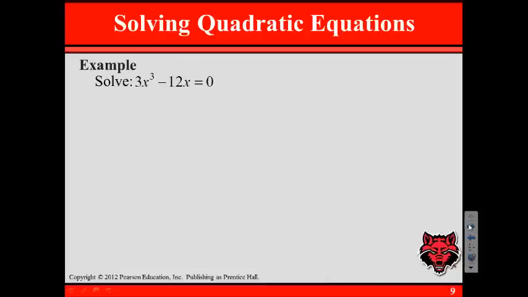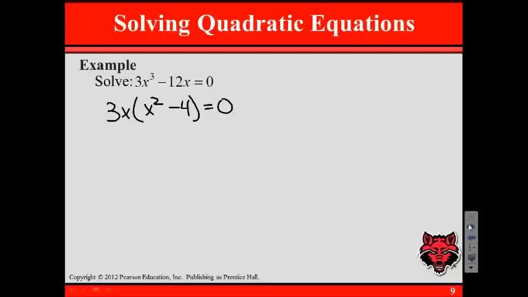Example, we want to solve 3x cubed minus 12x equals 0. Thankfully, our equation is already in standard form, so we don't need to simplify. We can go straight to the factoring step. When we look at the left-hand side, 3x cubed minus 12x, the GCF is 3x. So we factor 3x, and the resulting polynomial is x squared minus 4.